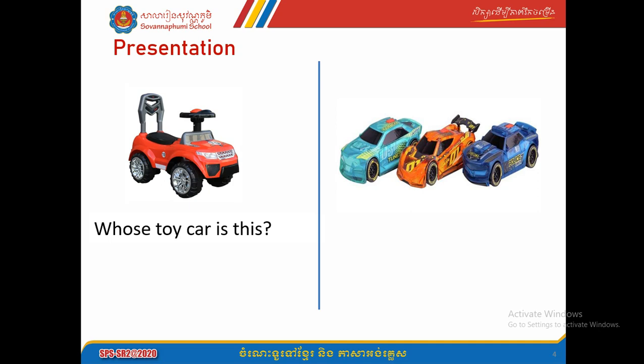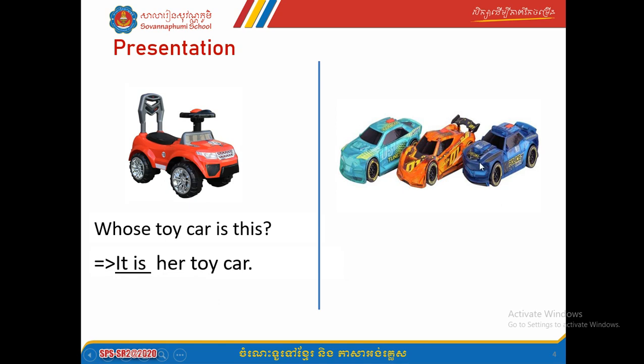Again, toy car here has only one. So we say is this, not are. How do you answer? Whose toy car is this? Are you going to answer they are or it is? When something is only one like this, you're gonna say it is, not they are. It is her toy car. Okay, continue to this one.